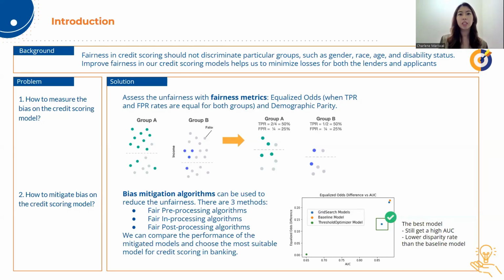We try to assess bias with 2 fairness metrics, which are equalized odds difference and demographic parity difference. Mitigate the bias with 3 methods: pre-processing, in-processing, and post-processing. By doing this, it promotes fairness and equal opportunities, ensuring that credit decisions are based on merit and financial behavior rather than demographic background.